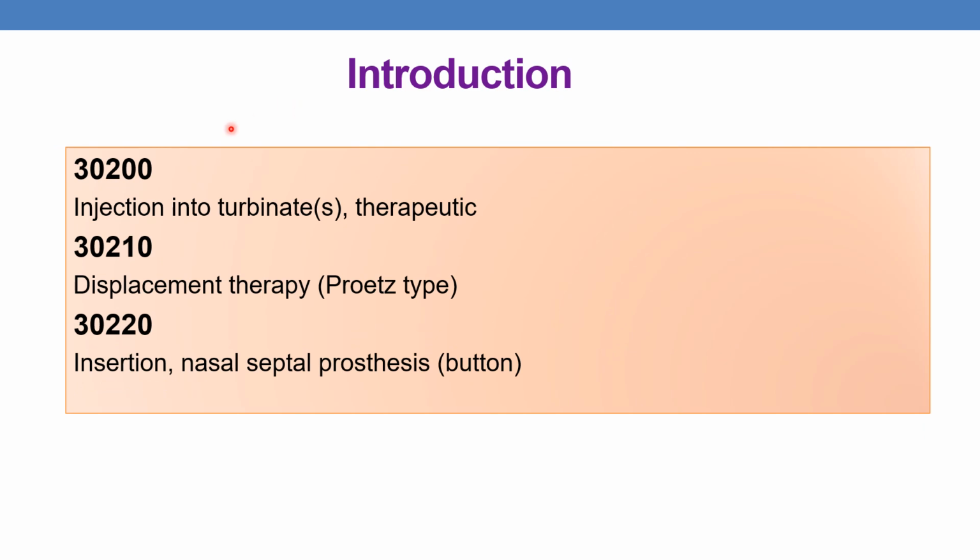Next, coming to introduction. The first CPT is 30200, injection into turbinate, therapeutic. The next is 30210, displacement therapy, Proetz type. Next is 30220, insertion, nasal septal prosthesis, button. For example, button insertion of nasal septal prosthesis.